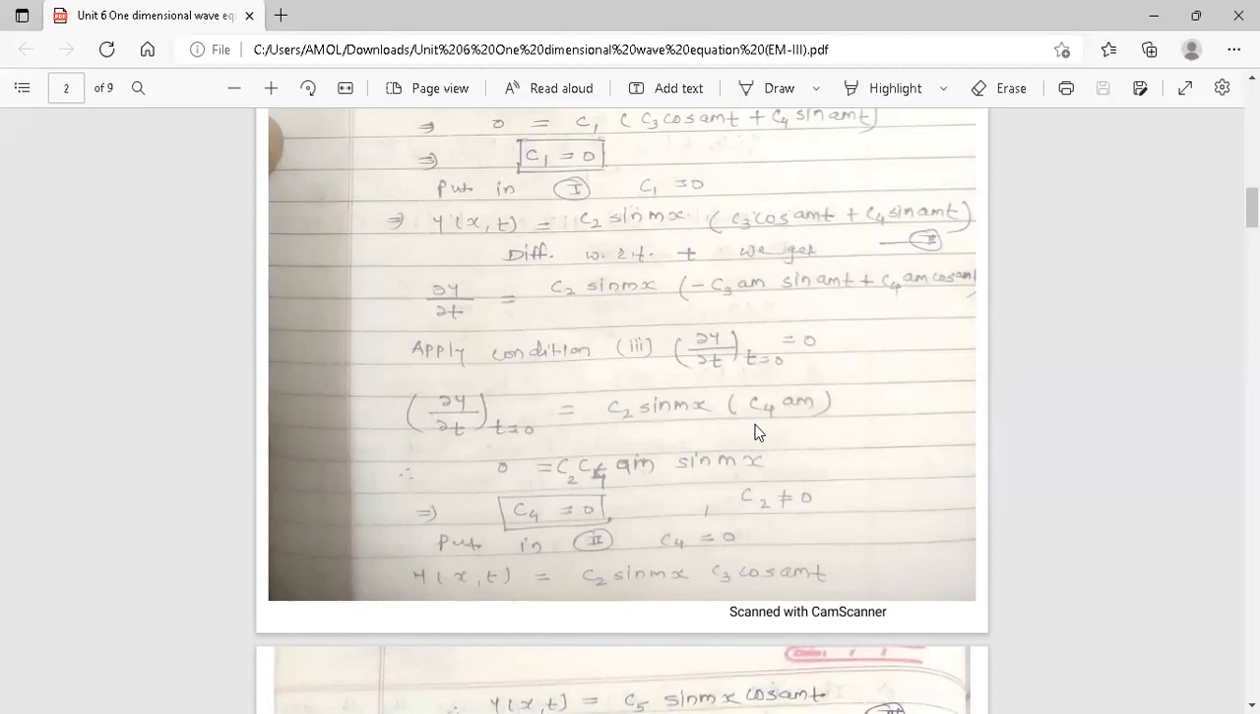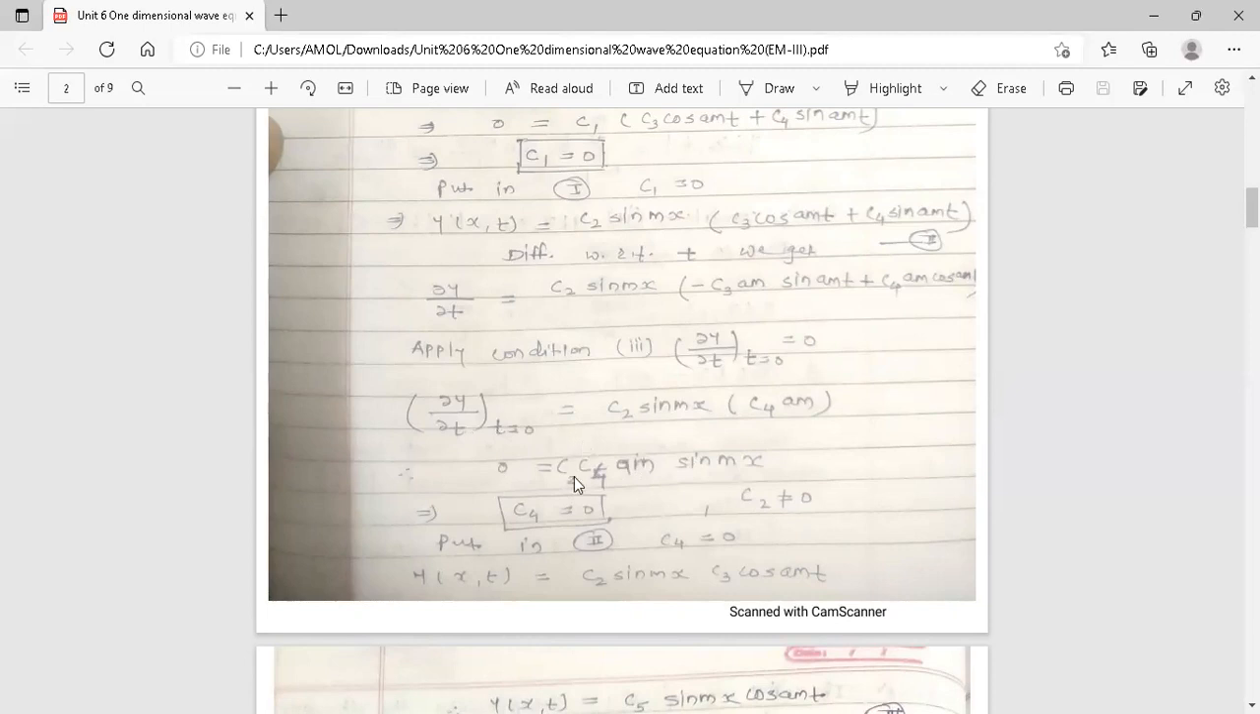So C2 into am into sin mx. Del y by del t at t is equal to 0, its value is also 0. So this product is 0. Now C2 into C4 into am into sin mx.